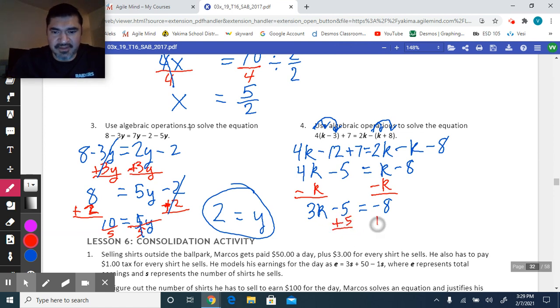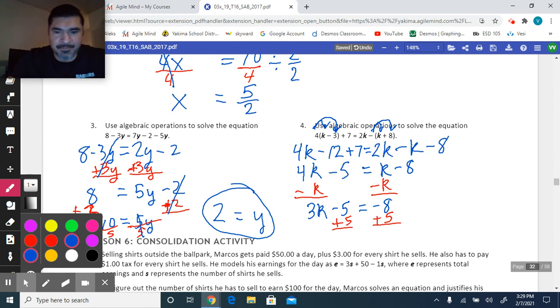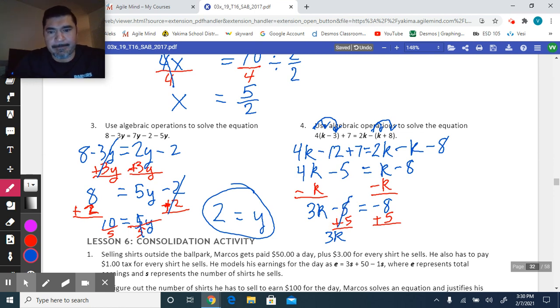Keep the equation balanced. What you do to one side, you have to do to the other side. So we're going to bring down the 3k. Negative 5 and positive 5, well, that cancels out. That's 0. Equals negative 8 plus 5 is a negative 3. One last step. I'm going to go ahead and write this over here. I've got 3k equals negative 3.